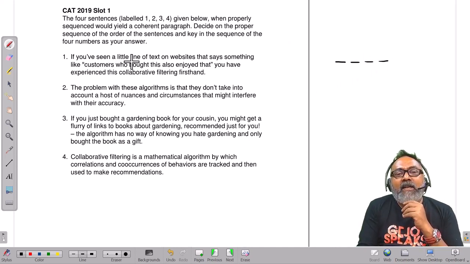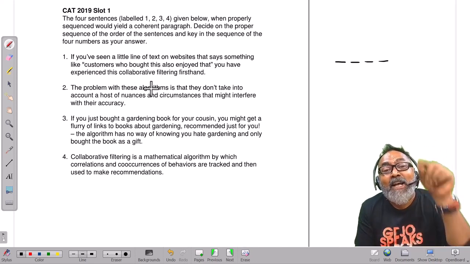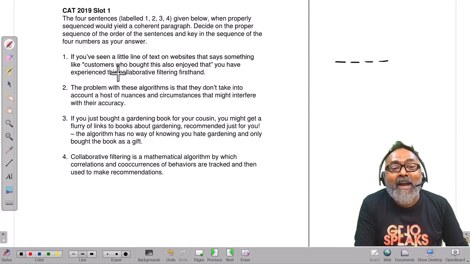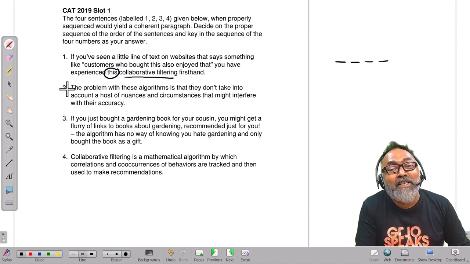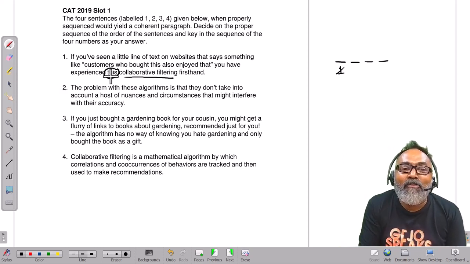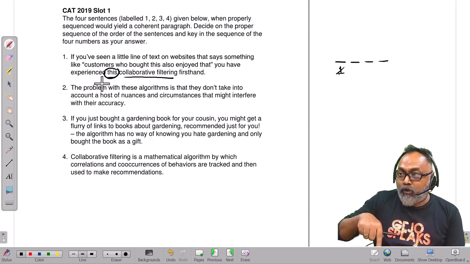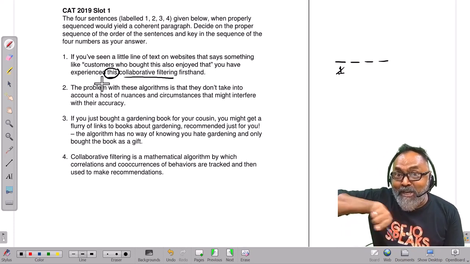If you have seen a little line of text on a website that says something like customers who bought this also enjoyed that, you have experienced collaborative filtering firsthand. This collaborative filtering. Okay, so which means this definitely needs support. One cannot be the start for sure. And this is a near support.